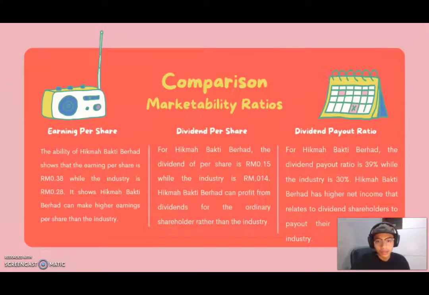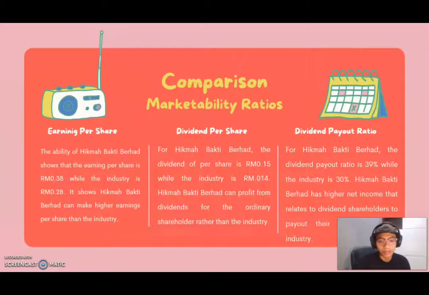So next, comparison of marketability ratios. The first one is earning per share, the second one is dividend per share, and the third one is dividend payout ratio. We're going to go for the earning per share first. The earning per share of Hikmah Bati Berhad is RM 0.38 ringgit Malaysia, while the industry is 0.28 ringgit Malaysia. It shows Hikmah Bati Berhad can make higher earning per share than the industry.